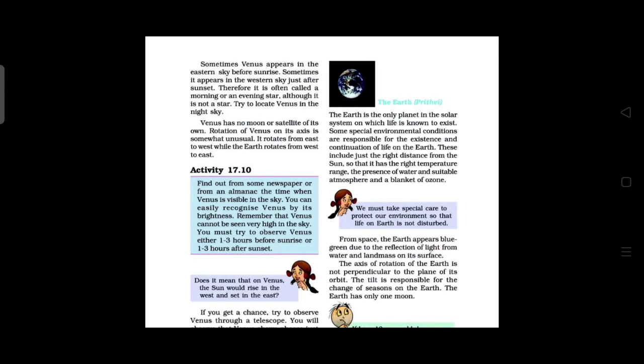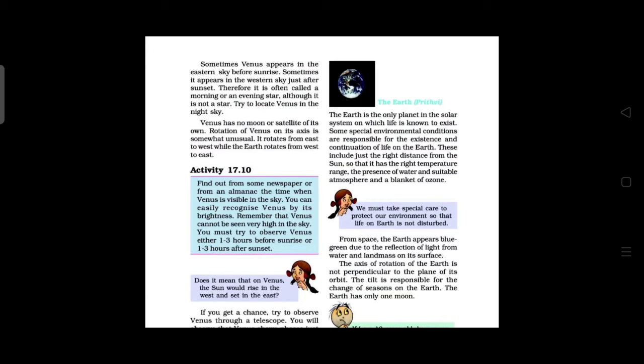These include just the right distance from the sun so that it has the right temperature range, the presence of water and also a suitable atmosphere, and we call it what? Blanket of ozone, the ozone layer.